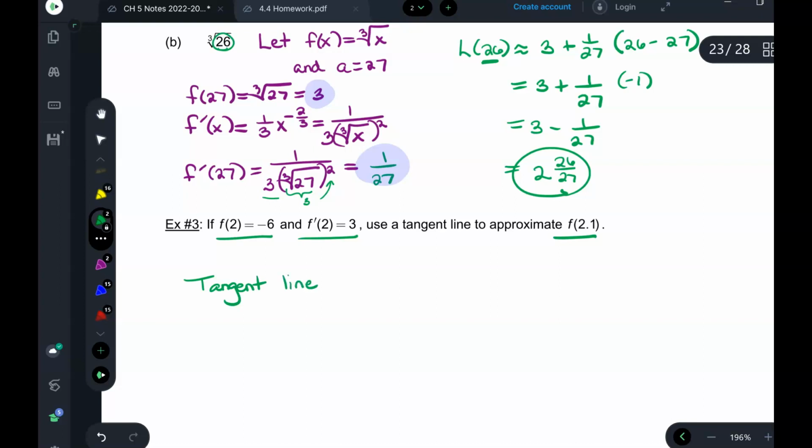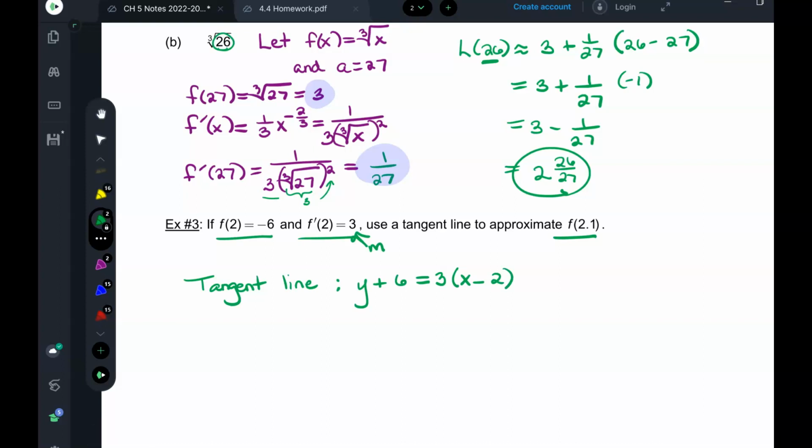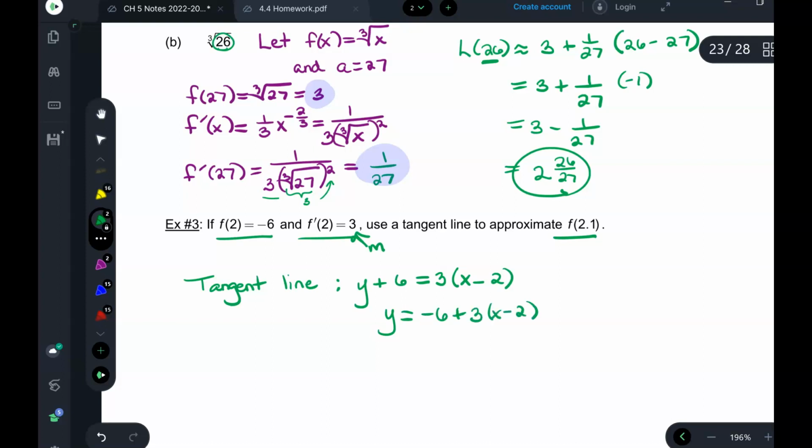And again, if this is getting a little confusing, you can write it out the way we're used to writing it. So for example, if we're used to writing y minus y1, so y minus -6 would be y plus 6 equals our slope, which is 3, times x minus 2. That's fine. You can leave it like that. Just remember what we're substituting in for.